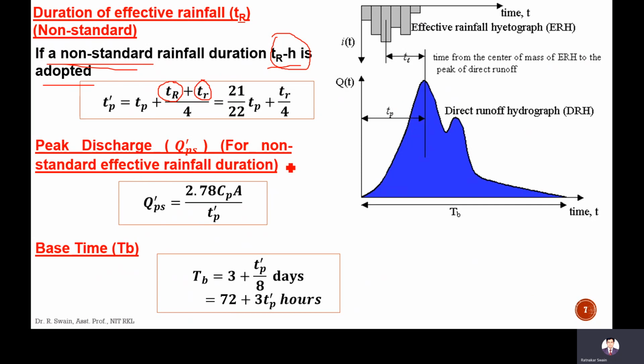The peak discharge for this non-standard effective rainfall duration is 2.78 CP into A divided by TP dash. This TP dash we will use here to estimate the Q discharge, the maximum discharge. Now base time. This base time is taken as 3 plus TP dash divided by 8, or 72 plus 3 TP dash hours.